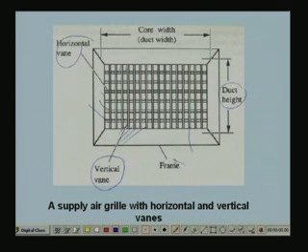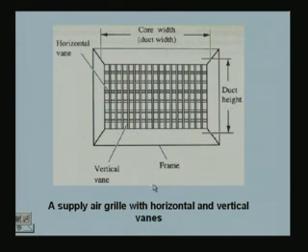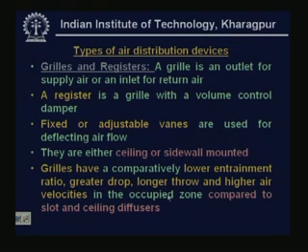And you have an outer frame. Right. And as I said, these vanes, the vertical and horizontal vanes, can be fixed or adjustable. For example, in some of the air conditioners they are adjustable vanes, so you can adjust them so that you can deflect the airflow. So, grills and resistors are quite commonly used.